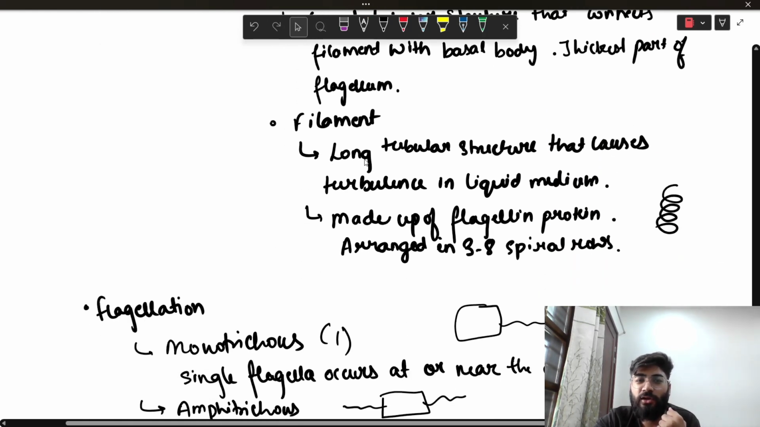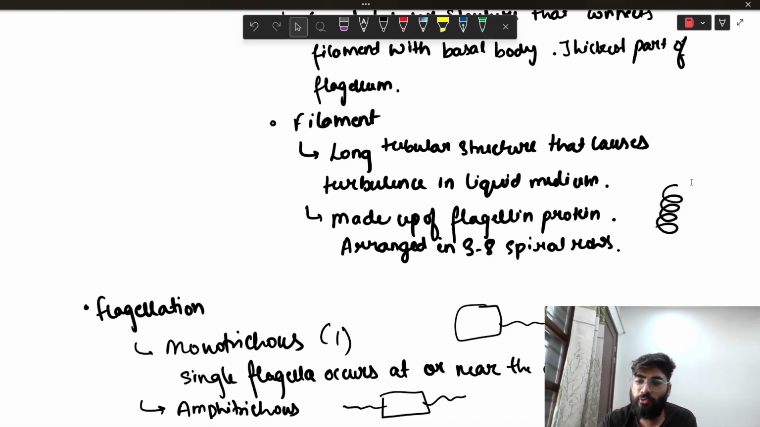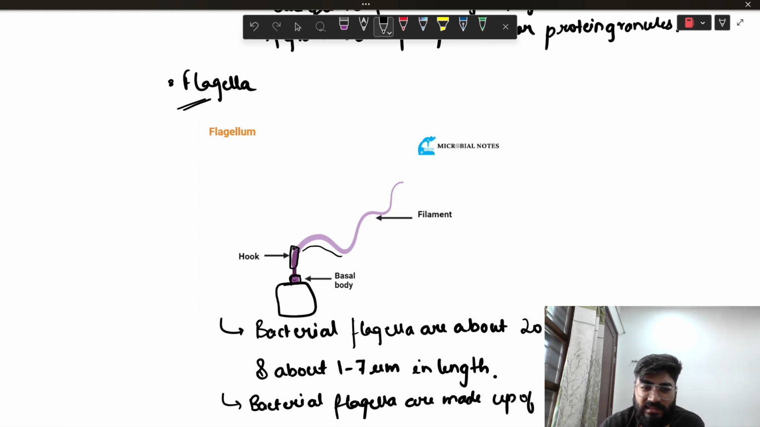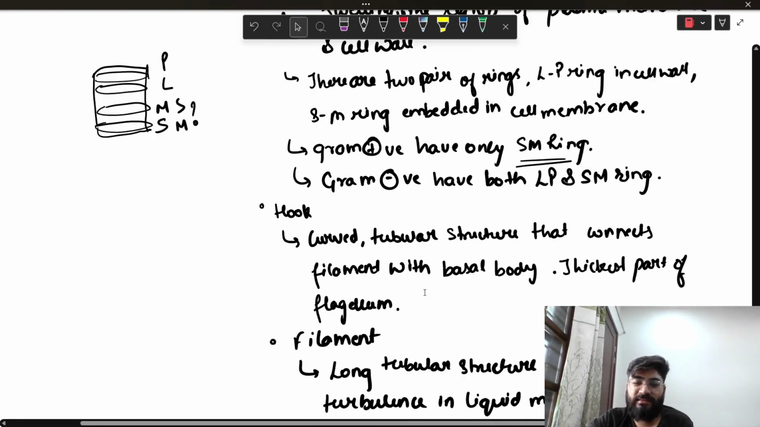Then we have the filament, a long tubular structure that causes turbulence in liquid medium, made up of flagellin protein arranged in 3 to 8 spiral rows. So the filament is made up of flagellin protein. If we see the structure again, this filament is not like this thing that you see, but it has 3 to 8 spiral rows. So this is the filament that is present there.